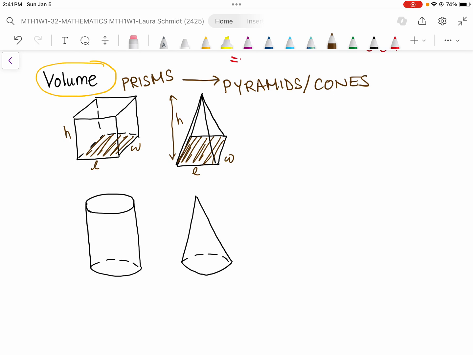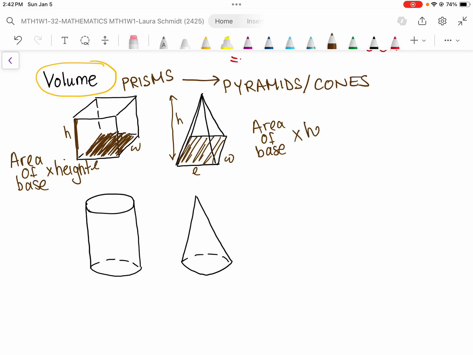So we usually say that the volume of prisms is the area of the base. In this case, it would be just length times width times the height. That's how you can find the volume of a prism: the area of the base times the height. So if you had the identical shaped pyramid, the same height, the same length and width, it's going to have the exact same formula, area of base times the height, but it's only a third of the volume, so you're going to have to divide that by 3.